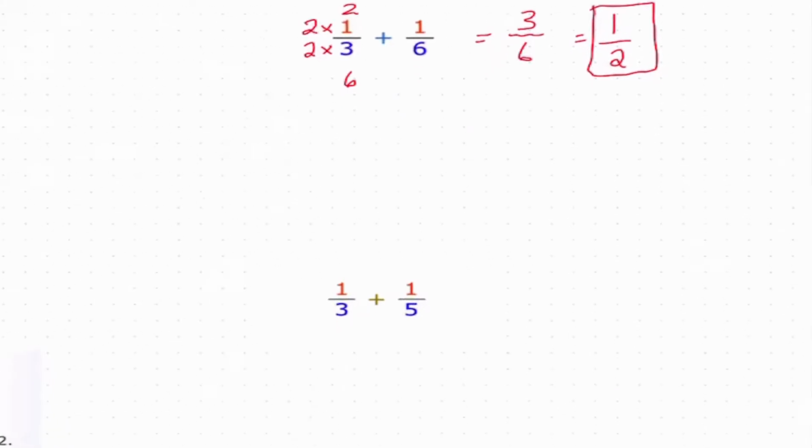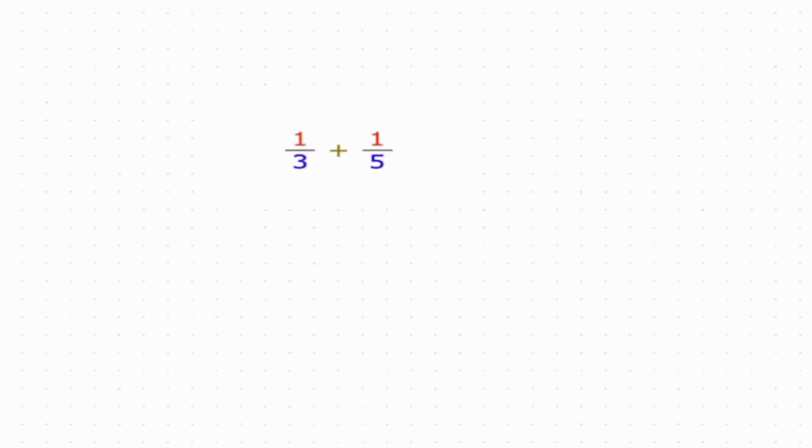All right, let's try one more. Again, it's a little bit more difficult one. First, we have to start off and make our denominators the same, right? Because they're not the same. But now you can see we can't just use one of these numbers as our denominator, right? Because 3 can't go into 5 evenly. 5 can't go into 3, obviously. So we have to figure out a number that both of these denominators can go into. A simple way of doing that is just to multiply those two numbers together.